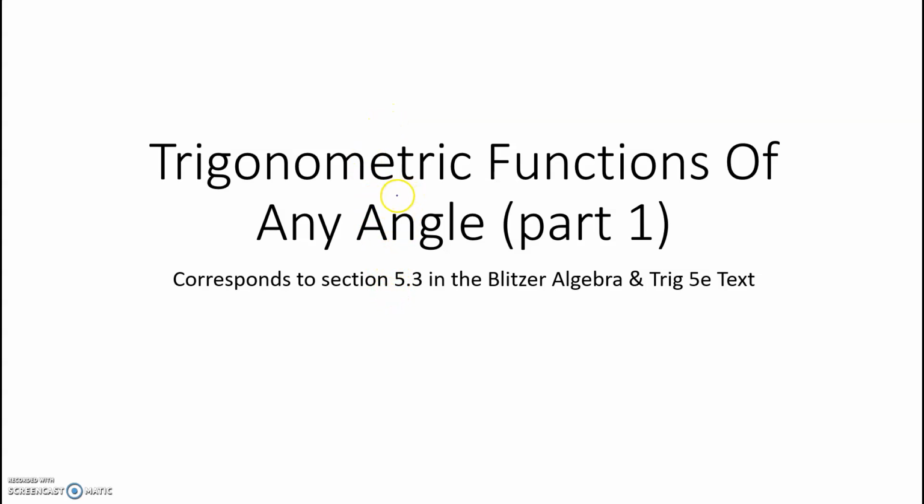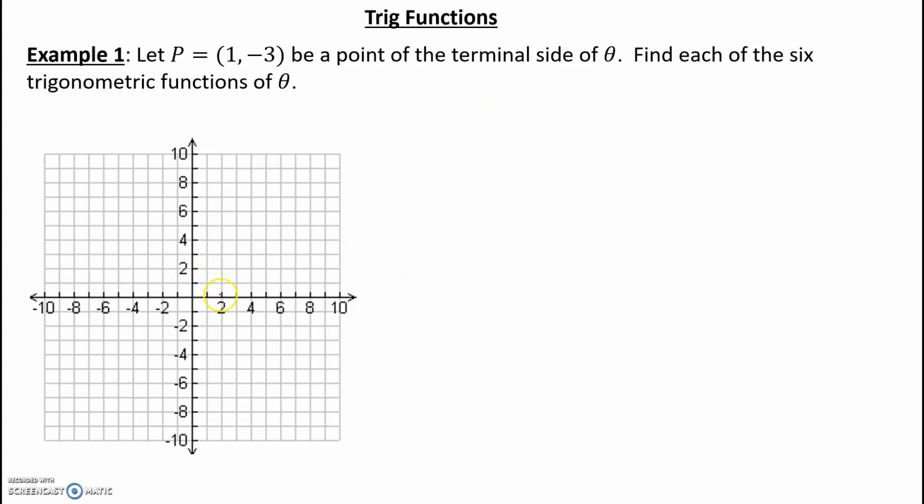Alright, so today we're going to be finding the trigonometric functions of all angles, which is section 5.3. Now this is going to take us a couple of days to cover. So the first thing, let's think about coordinates. So this says let P equal 1, negative 3. So 1, negative 3, there's my coordinate.